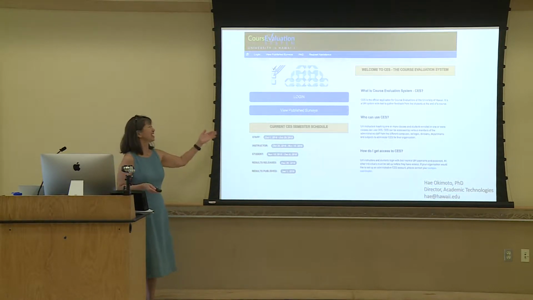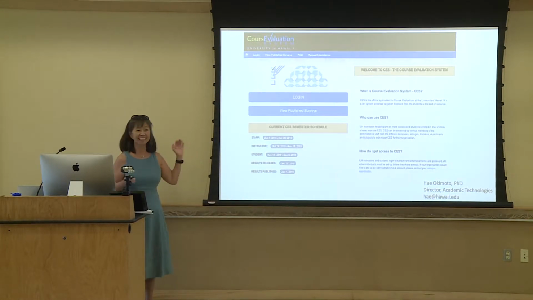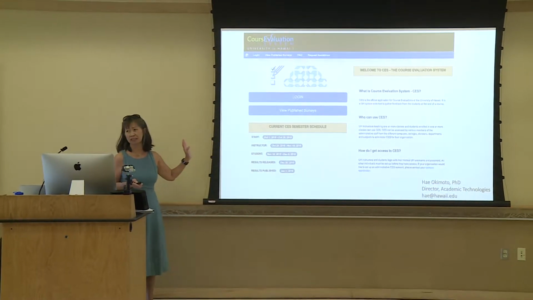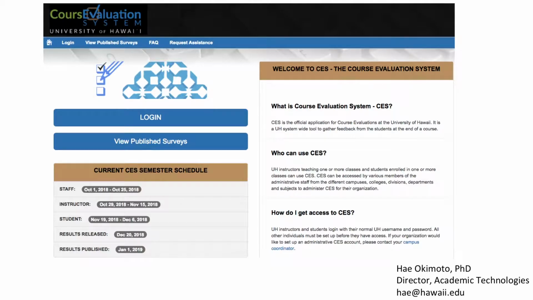Anyway, if you go to the old eCafe site, it has a very similar look as eCafe, but now this is the course evaluation system. So it's really just www.hawaii.edu/CES. And we realized it was case sensitive. The first time I typed it in as capital CES, and it said no such site. I'm like, oh my gosh. Anyway, so this is what it is.